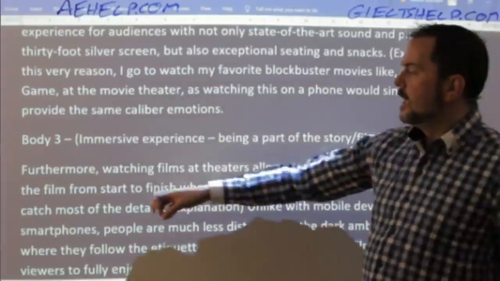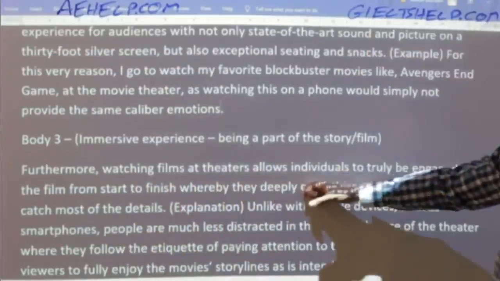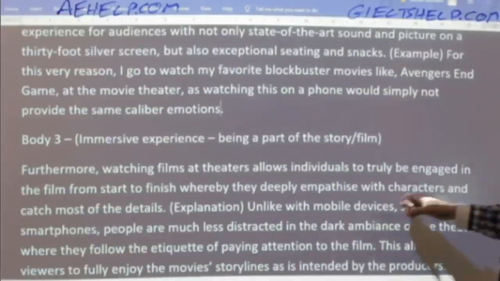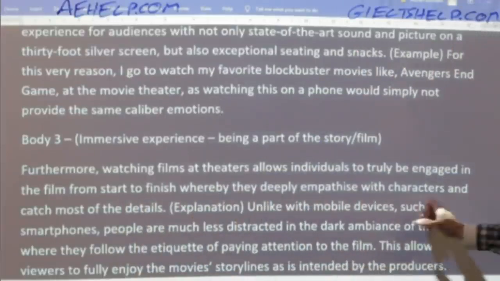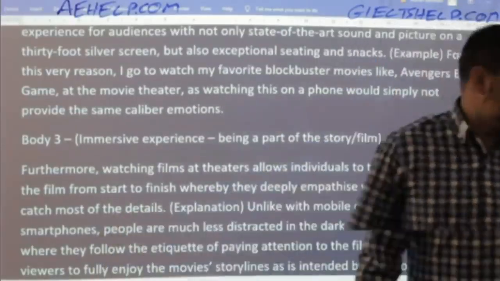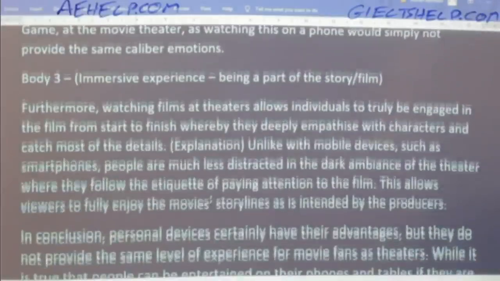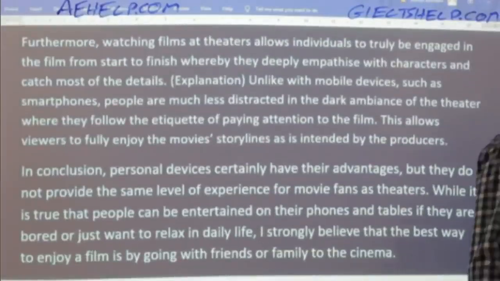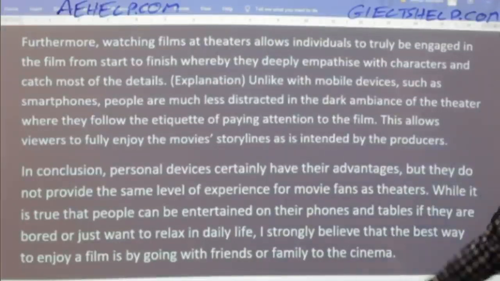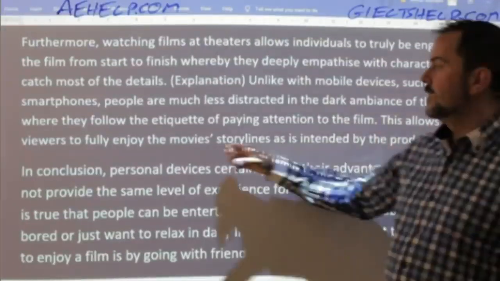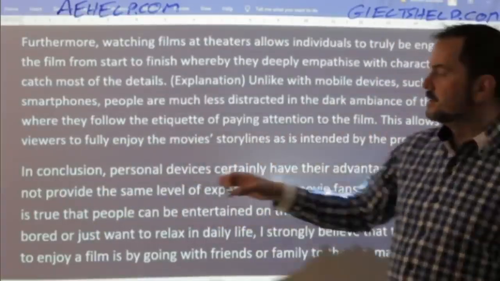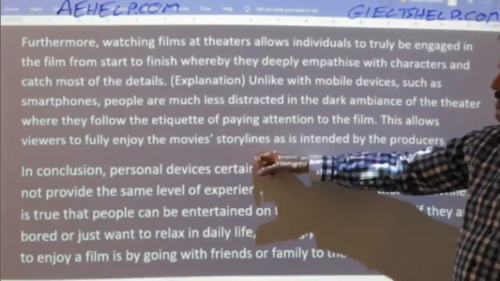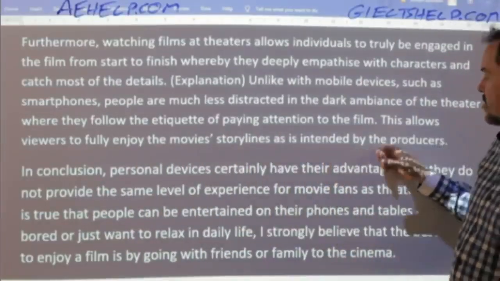All right. Furthermore, watching films at the theater allows individuals to be truly engaged in the film from start to finish, whereby they deeply empathize with the characters and catch most of the details. Unlike with mobile devices, such as smartphones, people are much less distracted in the dark ambience of the theater, where they follow the etiquette of paying attention to the film. This allows viewers to fully enjoy the movie's storylines as is intended by the producers.